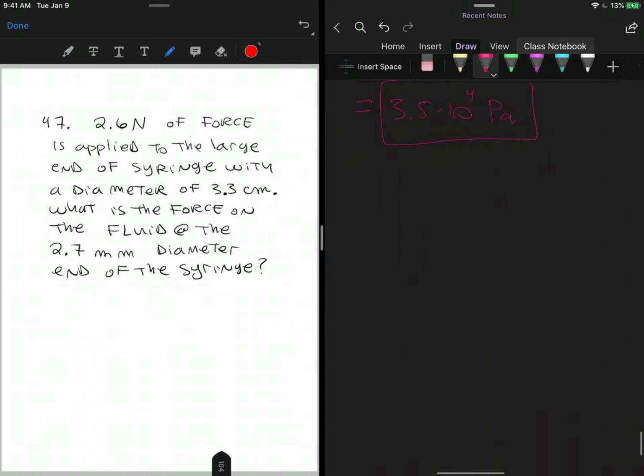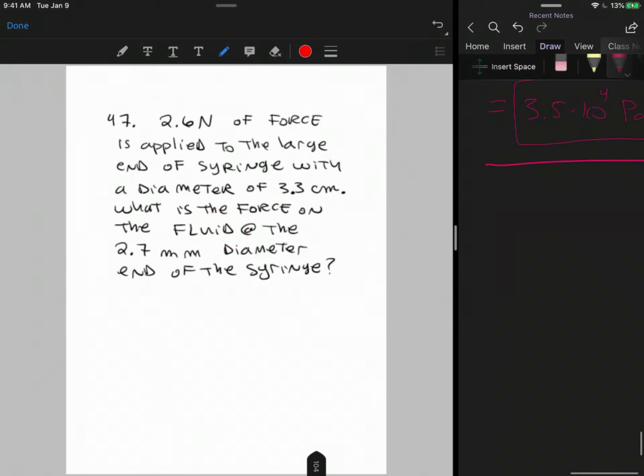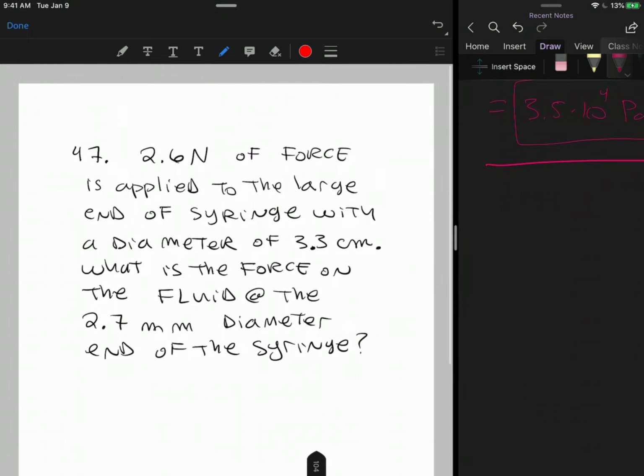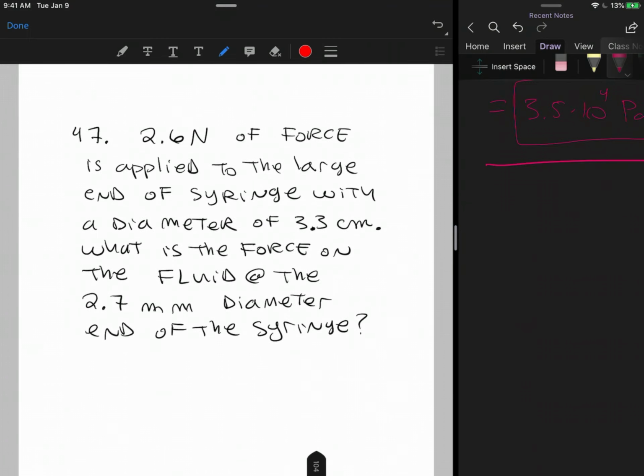Now try this one. We have a 2.6 newtons of force applied to the large end of a syringe, and the large end has a diameter of 3.3 centimeters. And we want to find the force on the fluid at the small end of the syringe that has a diameter of 2.7 millimeters. So go ahead and pause now, try to solve this, and when you're ready, unpause.